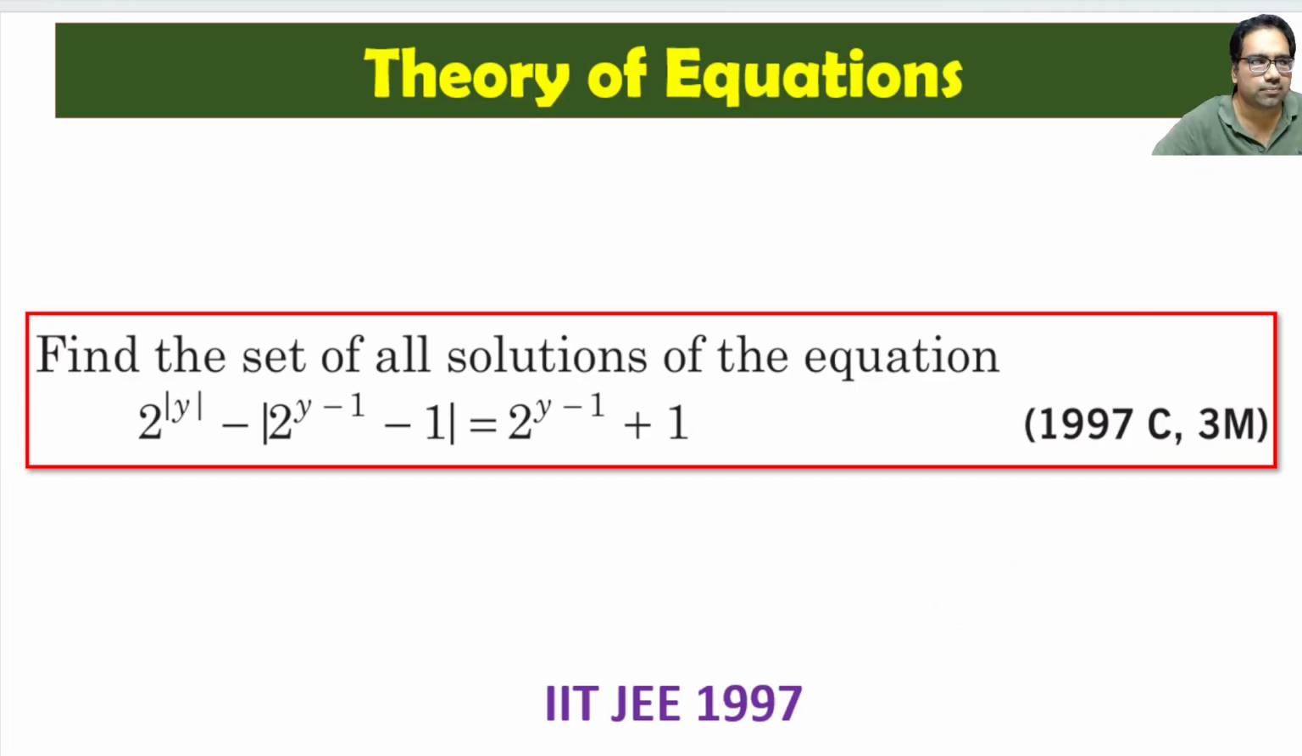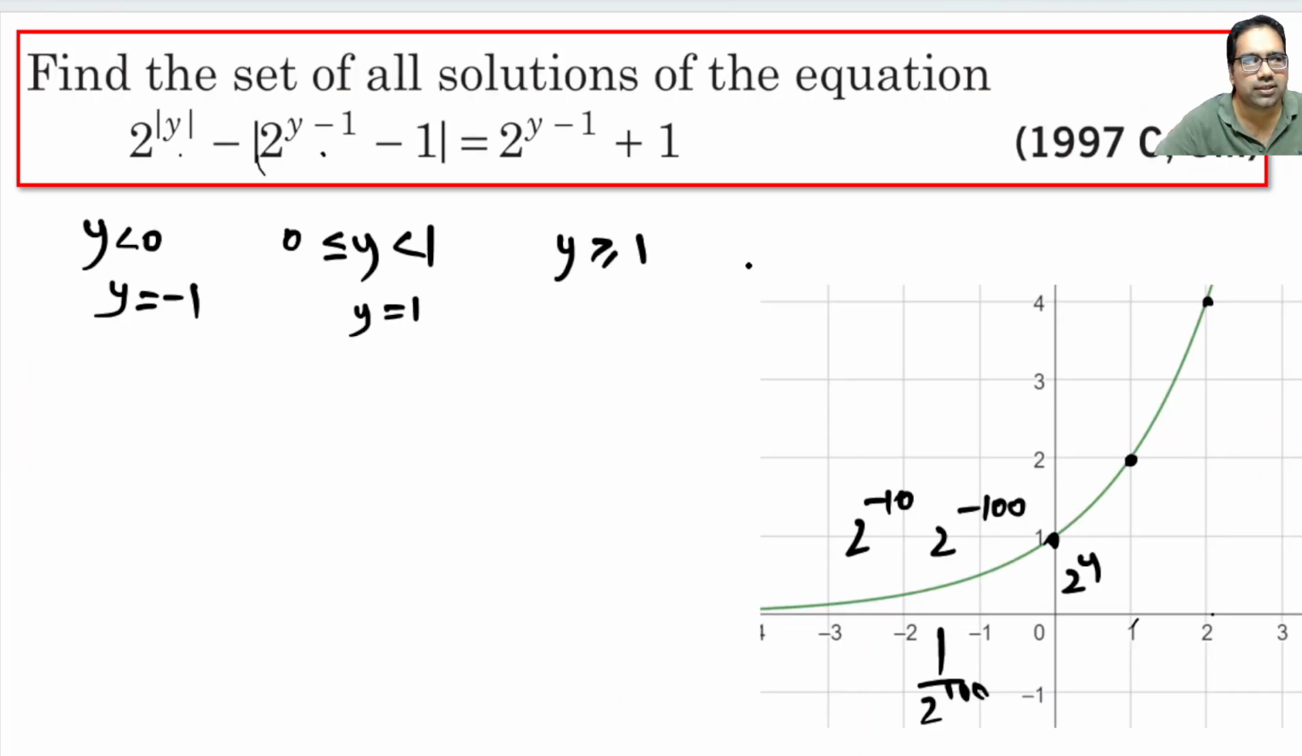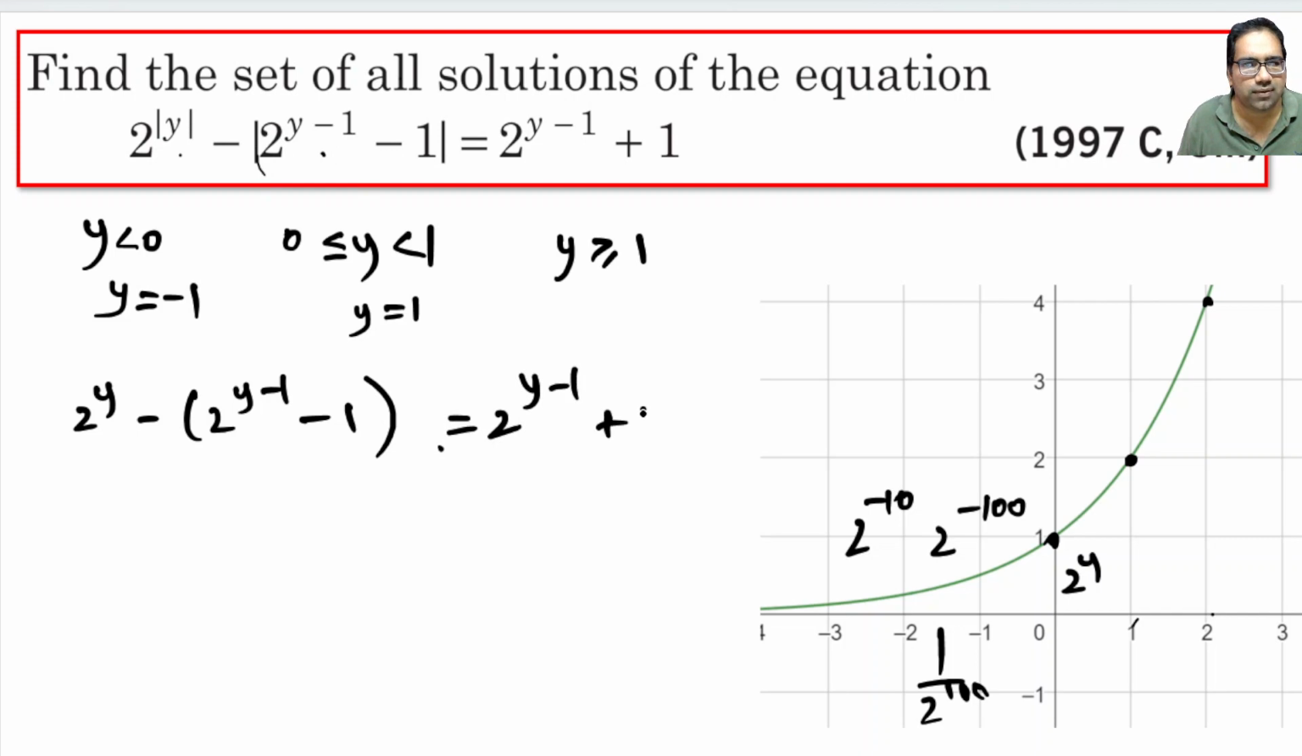What is the third case? The third case is y greater than or equal to 1. What does it mean? This is positive, this is also positive. So this equation will become 2 power y minus of 2 power y minus 1 minus 1. This is positive, so the absolute value of this will be the same, equals 2 power y minus 1 plus 1.